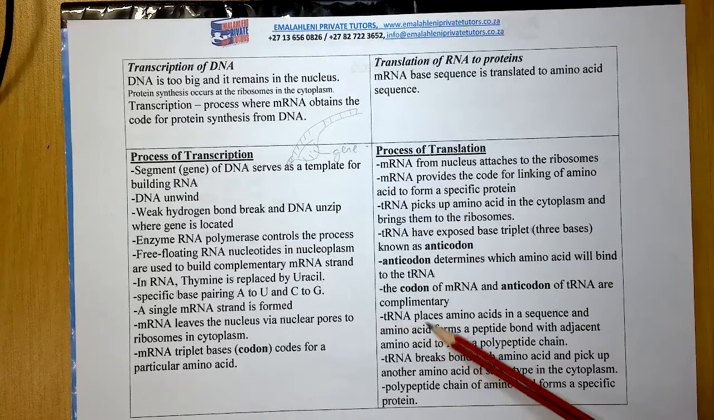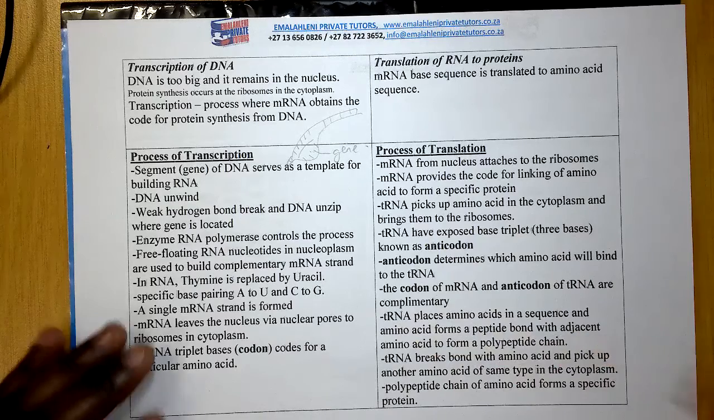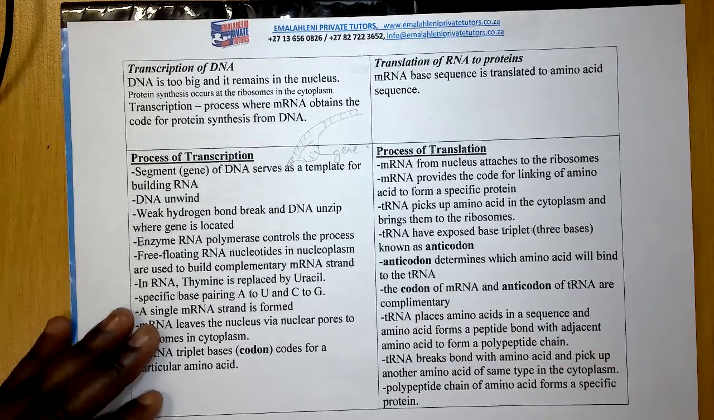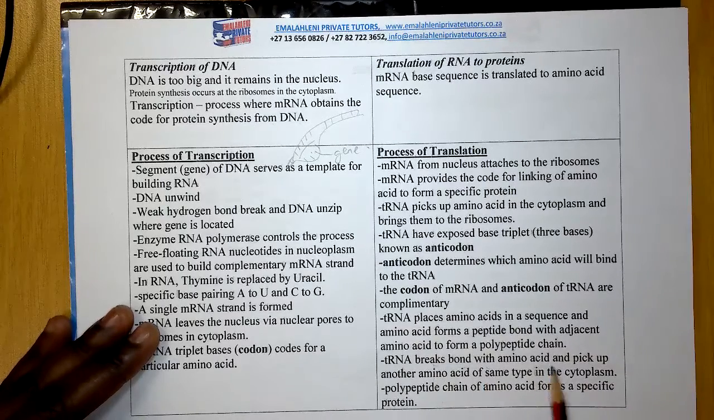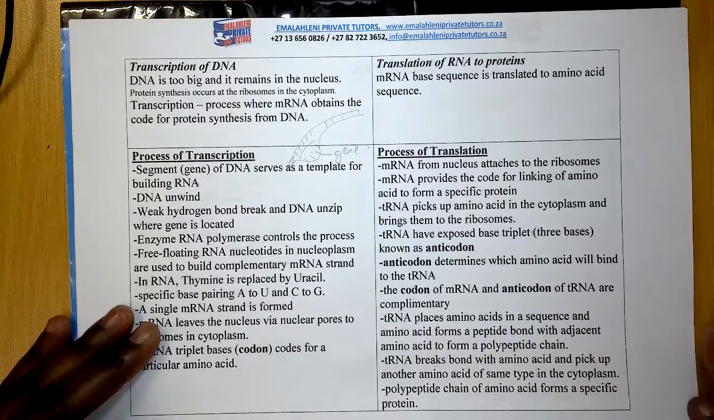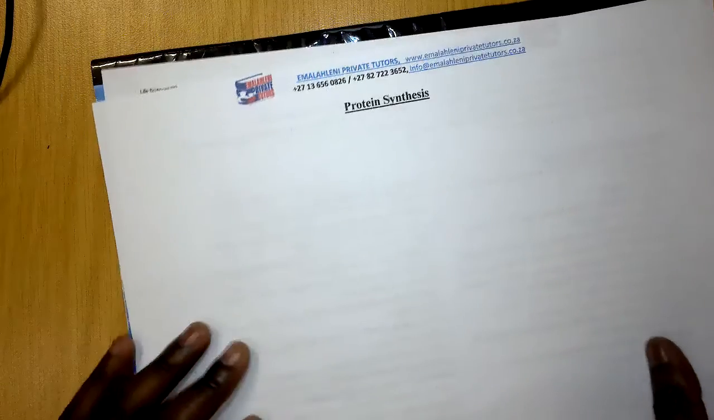Then transfer RNA places the amino acid in a sequence, and the amino acid forms a peptide bond with adjacent amino acids to form a polypeptide chain. Now transfer RNA breaks its bond with the amino acid and picks up another amino acid of the same type. A polypeptide chain of amino acids forms a specific protein. So I'm just going to do a sketch here so that you can understand what we're talking about.